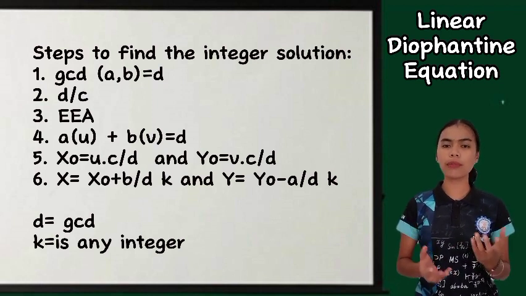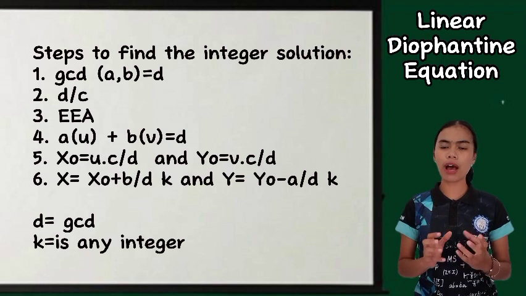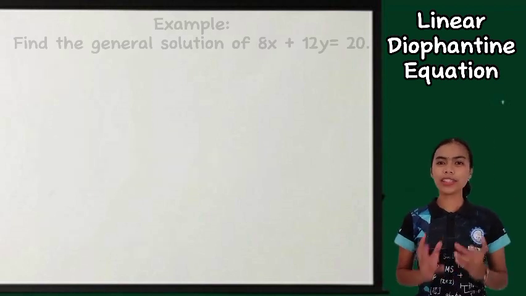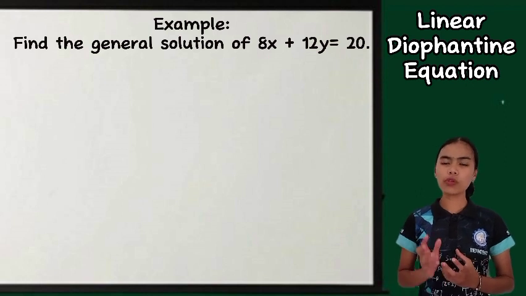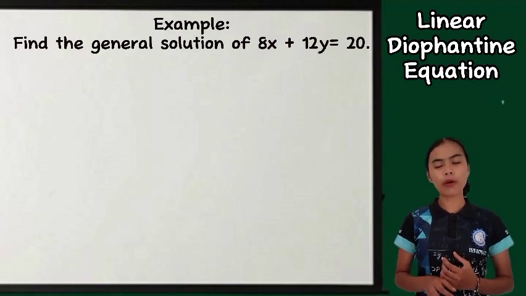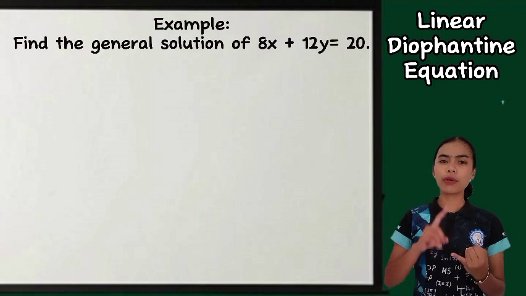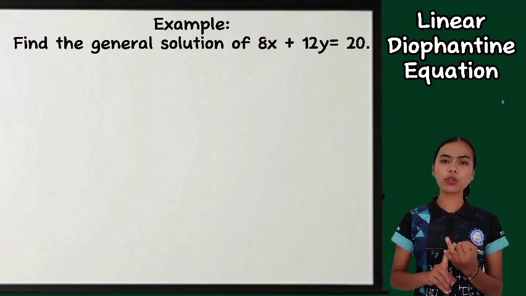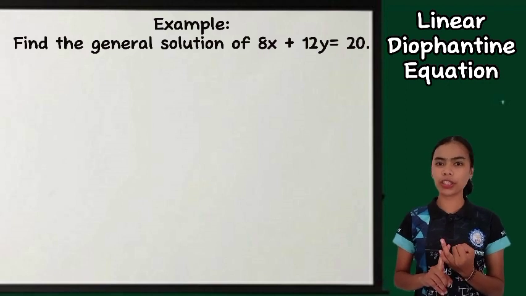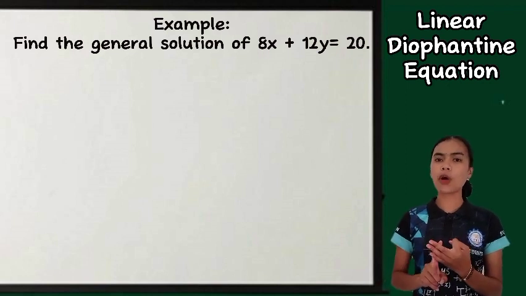To further explain this LDE, we can have an example. Let's have an equation to solve: 8x plus 12y equals 20. Do you remember our first to third steps? The first step is to find our GCD using the Euclidean algorithm. The second step is to make sure that our GCD is divisible by our c. The third step is to apply our EEA.